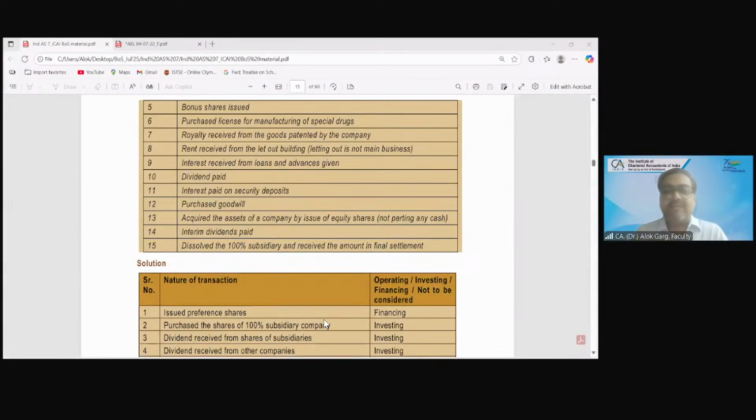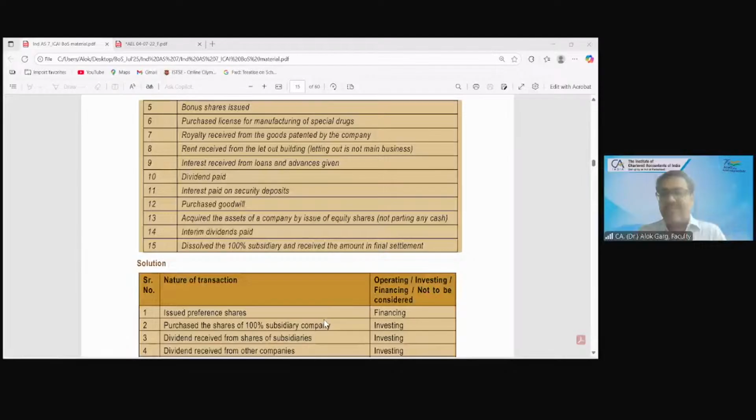It's a non-cash item. Purchased license for manufacturing of special drugs. It means an intangible asset purchase. It's an investing activity. Royalty received from goods patented by the company. Royalty received. It's operating. It's operating money received from the customer, from fees, commission, sales, royalties, etc. Rent received from the let out building, and letting out is not the main business.